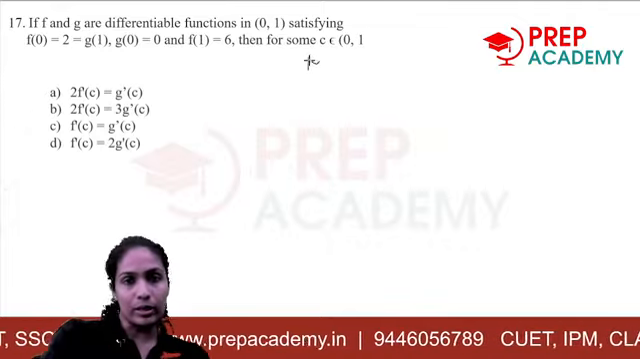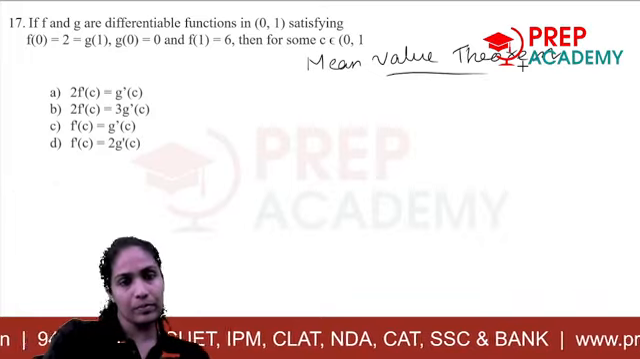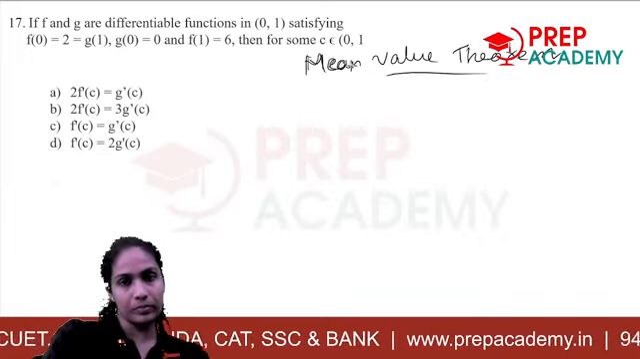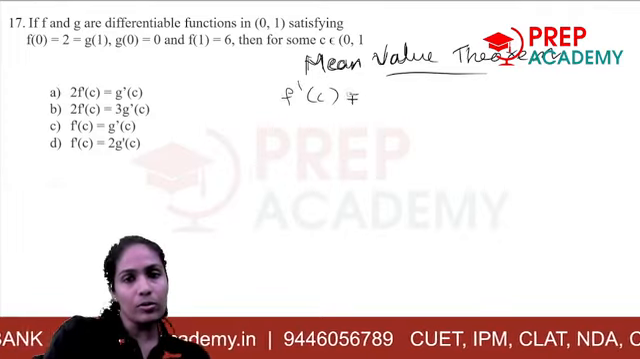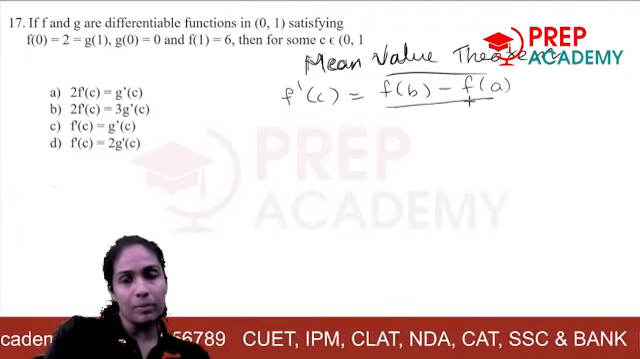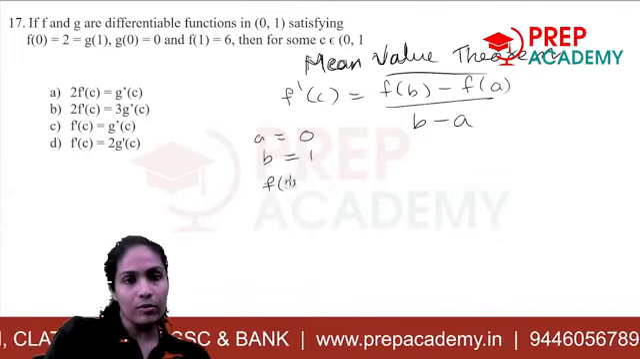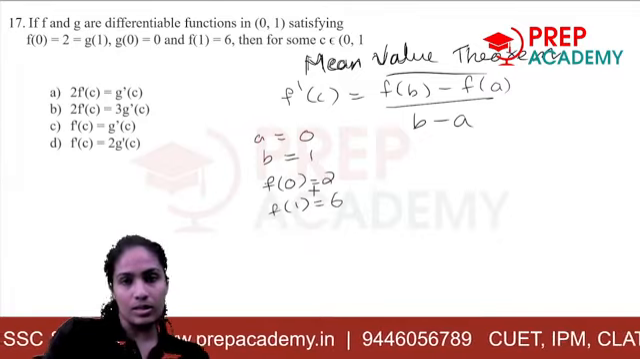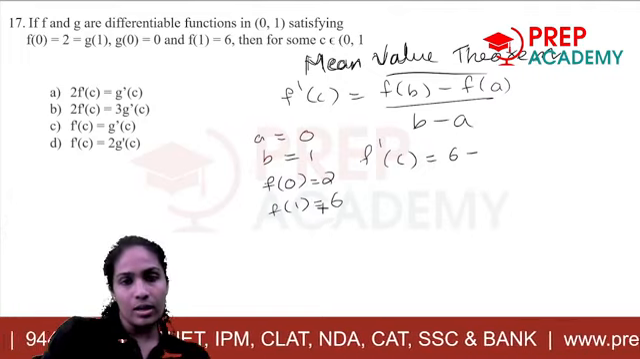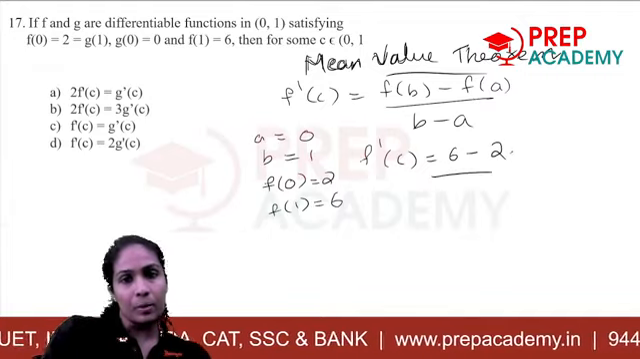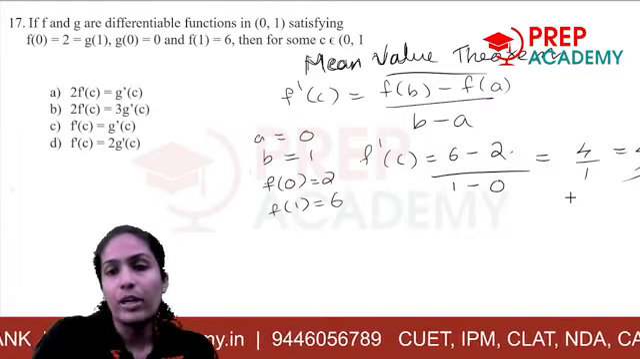Here also we have to apply the mean value theorem. The mean value theorem says that f dash of c equals f of b minus f of a by b minus a. Here a is equal to 0, b is equal to 1, f of a, that is f of 0, is equal to 2, f of 1 is equal to 6. So f dash of c is equal to 6 minus 2 by 1 minus 0, which is equal to 4 by 1, which is equal to 4. f dash of c is equal to 4.